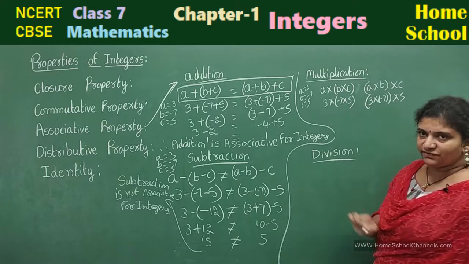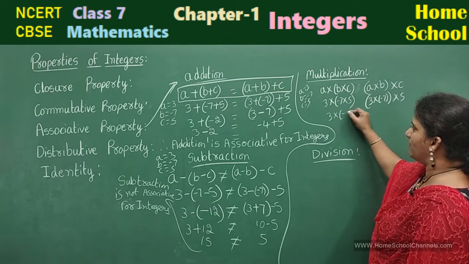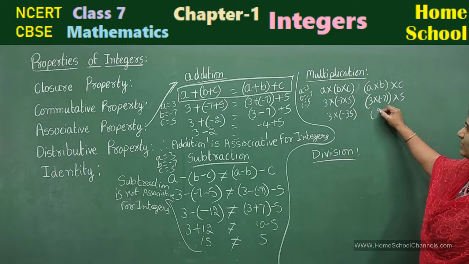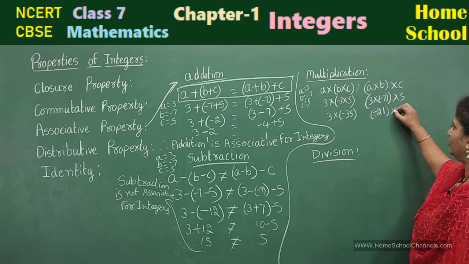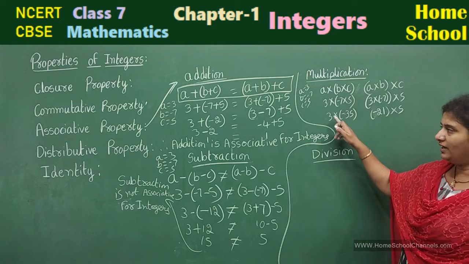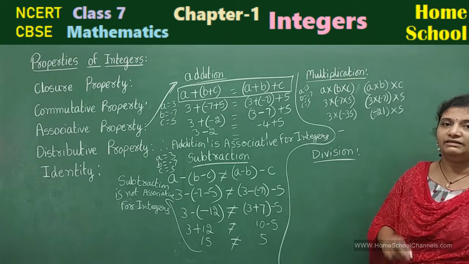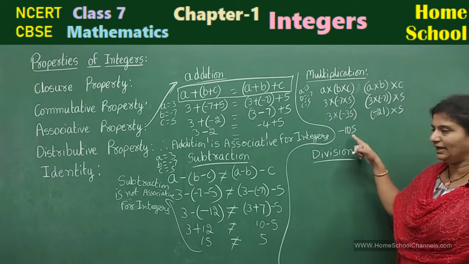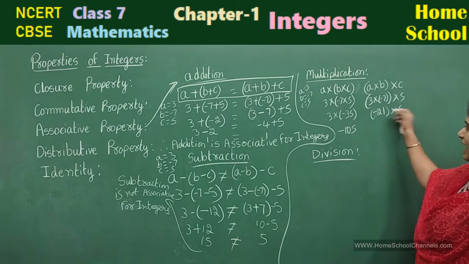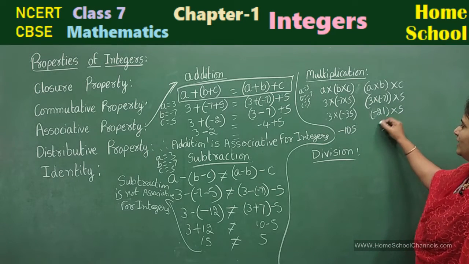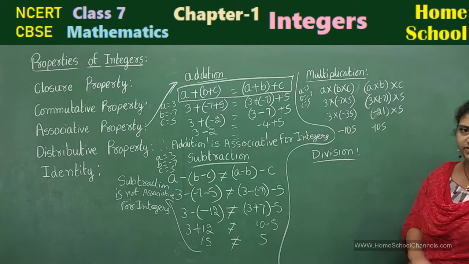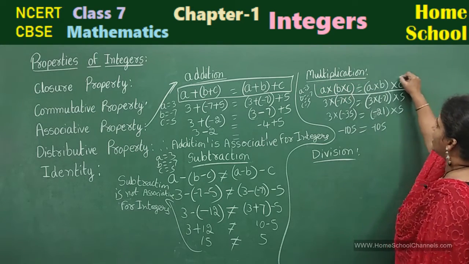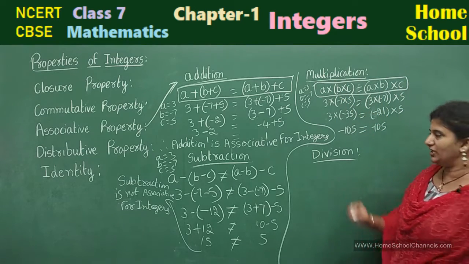Do inside the brackets first. Minus into plus, it will be minus. 7 5s are 35. Here, do this one. 3 into 7, 21, plus into minus, minus into 5. Plus into minus, minus. 35 3s are 105. It is minus 105. Let us see RHS side. 5 1s are 5, 5 2s are 10. Minus into plus, minus. Then what you can say? Both are equal. Therefore, this is your associative property under multiplication.